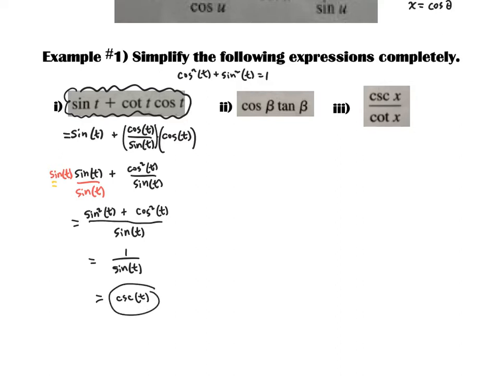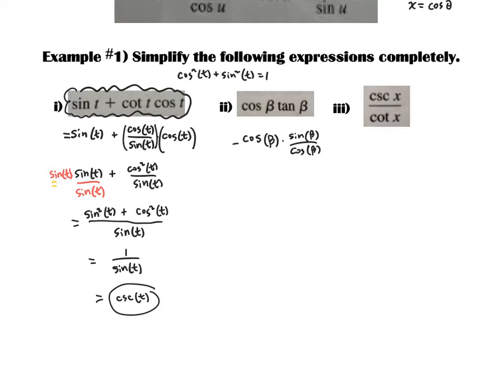Okay, let's look at the second example. Not much I can do with cosine of beta. Typically, you guys, Greek letters are used to represent angles, but we can also use t or x as well. Tangent is equal to the sine over the cosine.